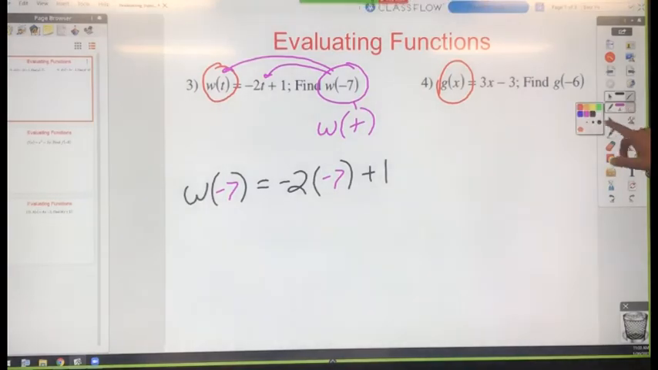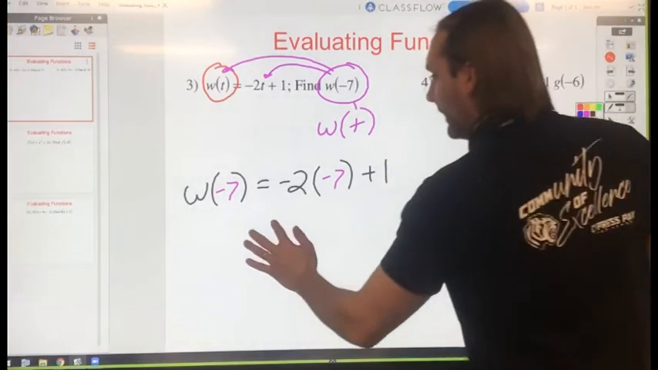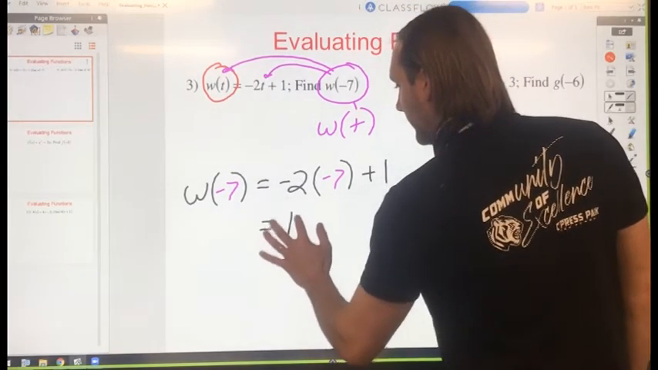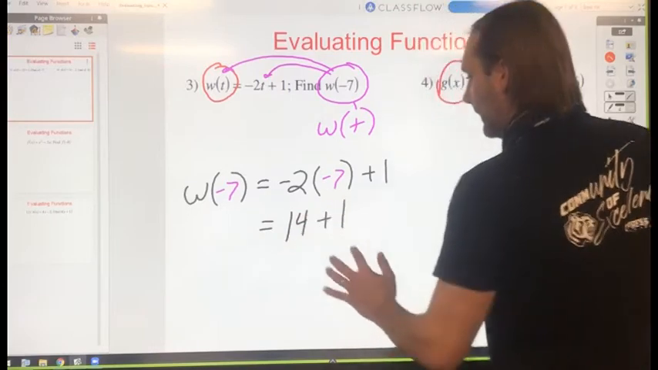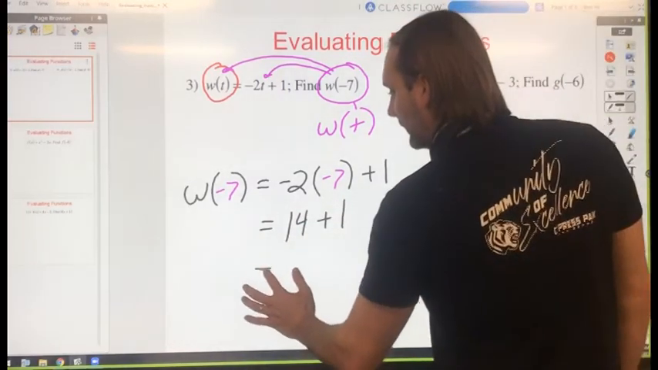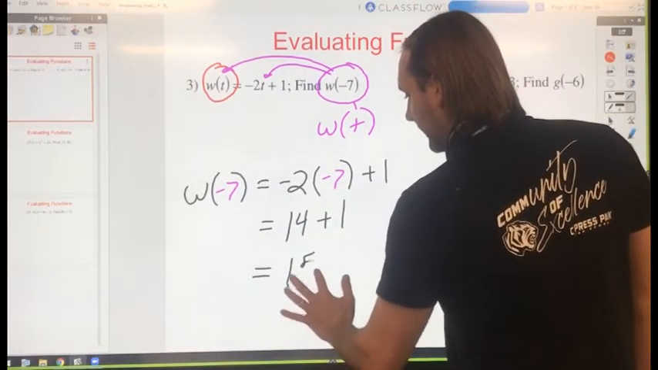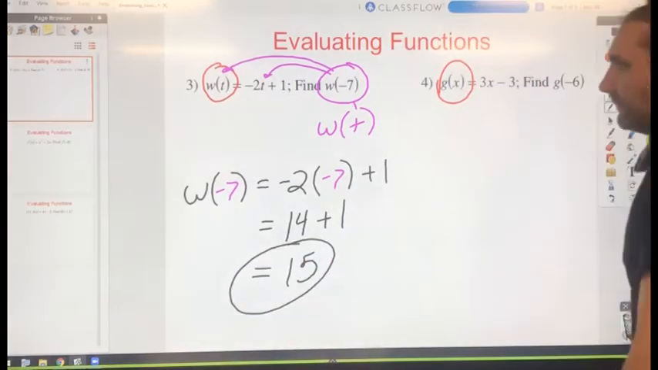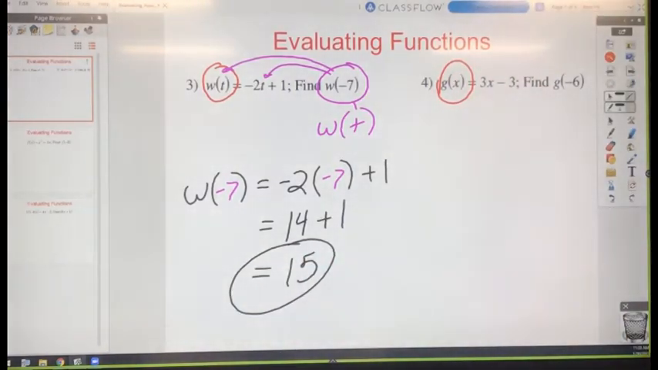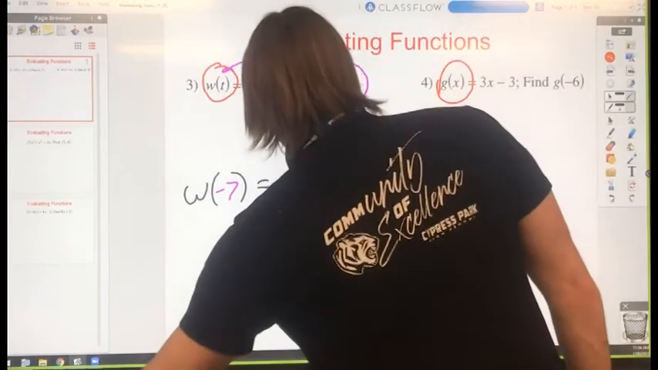Okay, now you just evaluate. So what is -2 times -7? That is a plus 14, plus 1. So what is w of -7? That is 15. W of -7 is 15. That's it? That's it.